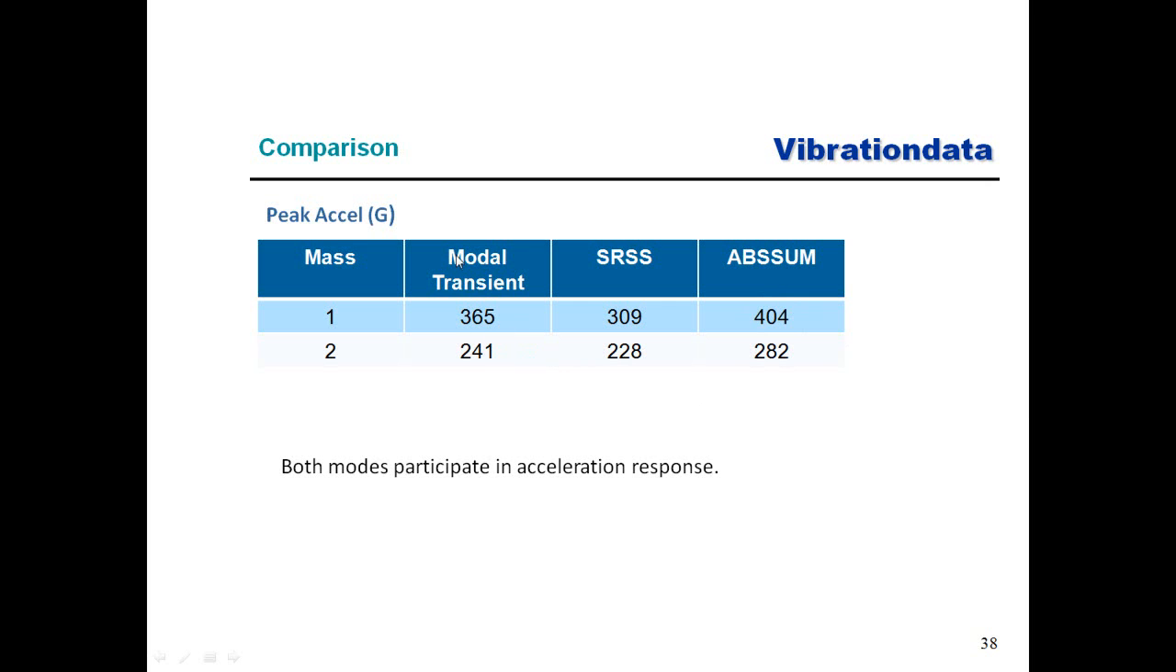And then we have a somewhat similar story here for mass 2. The acceleration values decrease for each of the 3 methods, but again, the modal transient is kind of midway between the SRSS and the ABSUM methods. So that kind of gives us some measure of confidence in everything we've done here. And again, for acceleration, although the response is primarily the fundamental response, the responses are a blend or mixture of the 2 modes to some extent, with the second mode making less of a contribution.